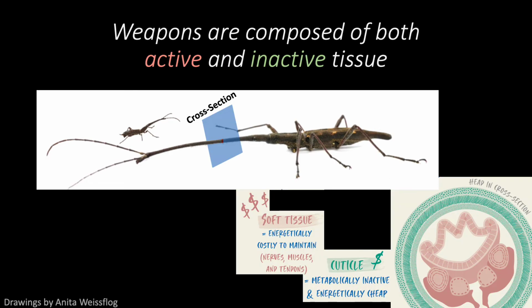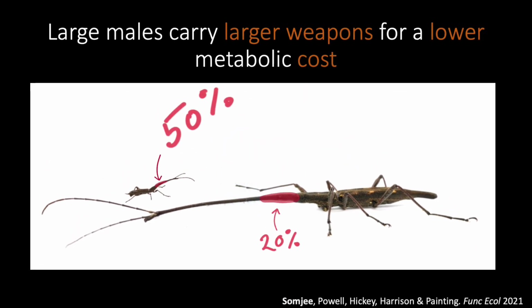When we look into the structure of the weapon, we see that it's composed of metabolically active muscles, nerves, and tendons, surrounded by relatively metabolically inert cuticle. In fact, we found that large males carried larger weapons for lower metabolic cost, while small males dedicate about half their weapon mass to expensive metabolically active tissue. Large males dedicate only about 1/5 of their weapon mass to expensive tissue.